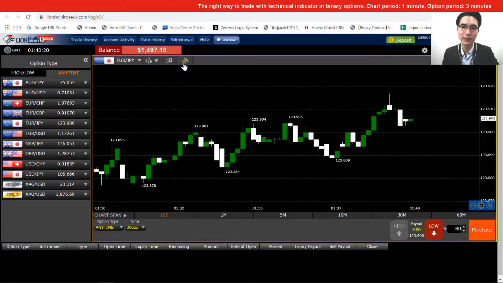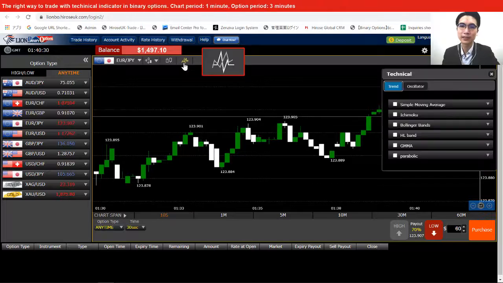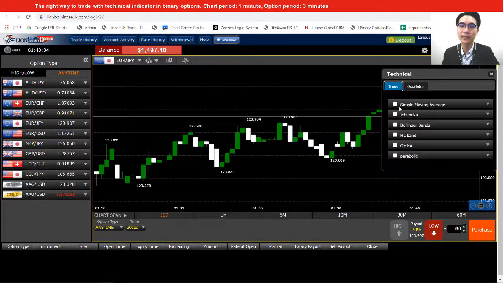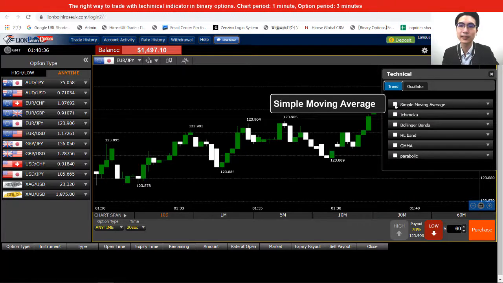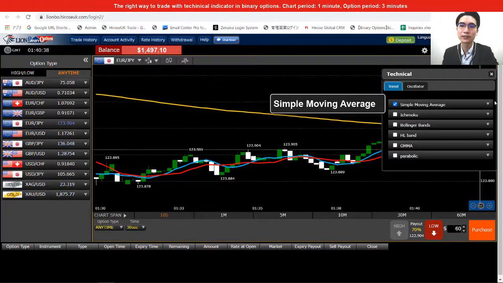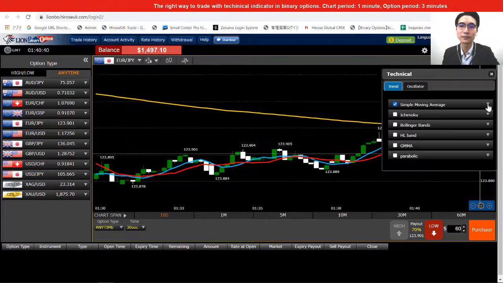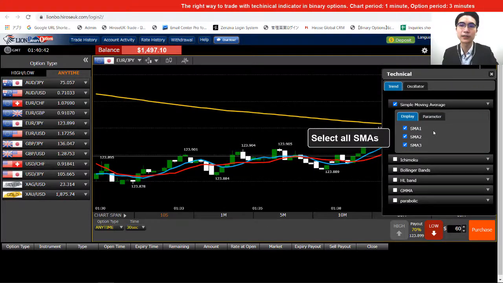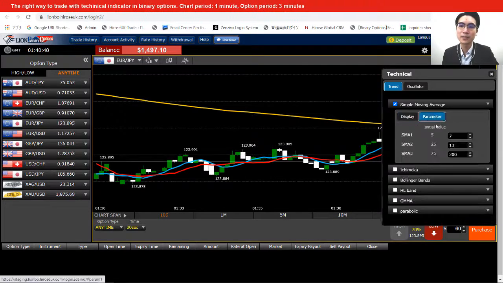Go to technical indicator, just click on it, and then next we will go to the simple moving average. Just put a tick on that. Next, open the drop down, and make sure SMA1, SMA2, and SMA3 are all selected. Then go to parameter.